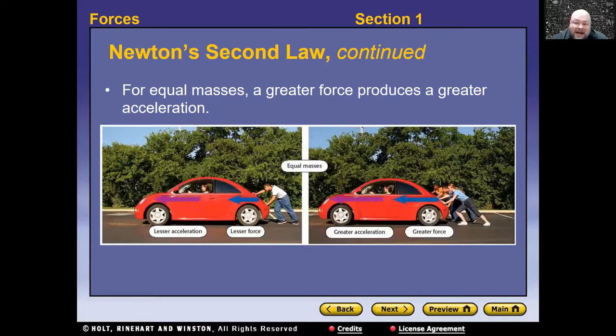For equal masses, a greater force produces a greater acceleration. If you look at these two examples, you have a girl driving her red Volkswagen Beetle. In the left picture, there's one guy pushing it. In the right picture, there's three people pushing it, the same guy plus two others. So the one with a greater force produces a greater acceleration, or you could say the one with less force produces less acceleration. In this example, the picture on the right is going to have a greater acceleration, or the picture on the left is going to have a smaller acceleration, however you want to look at it.